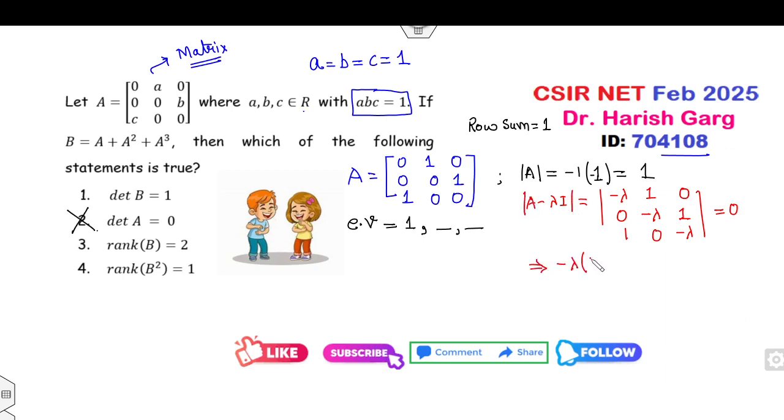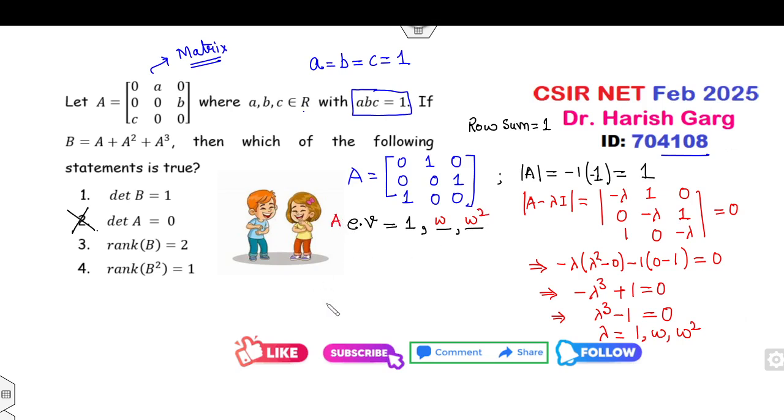It's minus lambda times (lambda square minus 0), minus 1 times (0 minus 1), which is equal to 0. So that will be minus lambda cube plus 1 equals 0. That gives lambda cube minus 1 equals 0. So the eigenvalues are 1, omega, omega square. 1, omega, omega square are the eigenvalues of A.